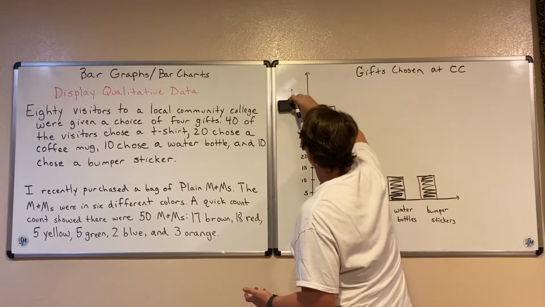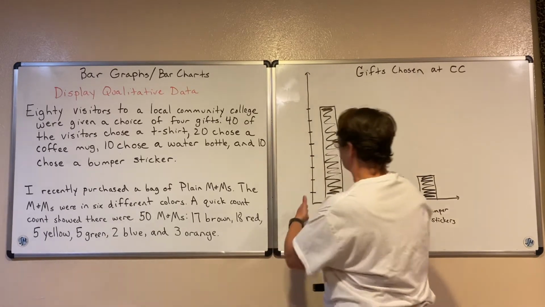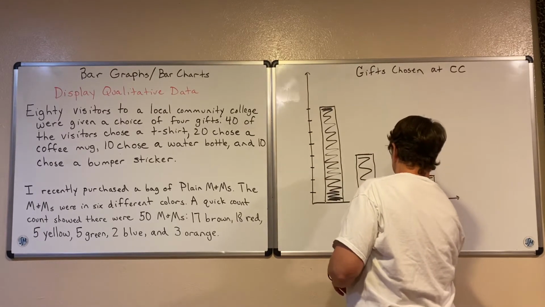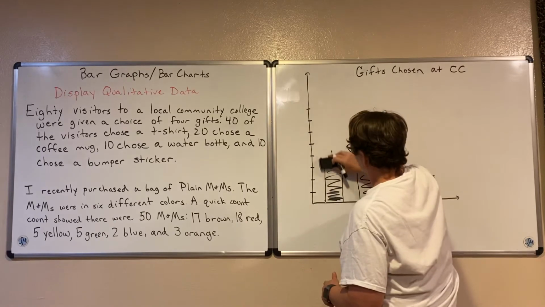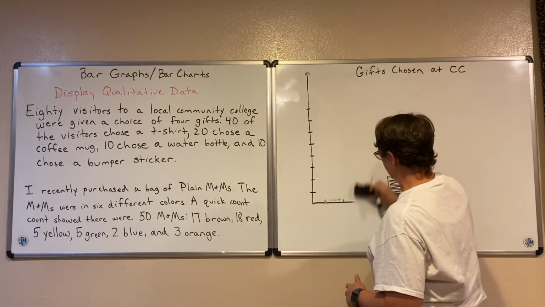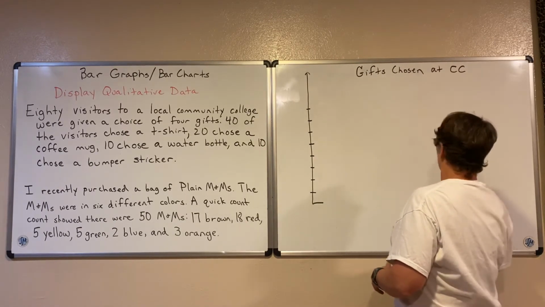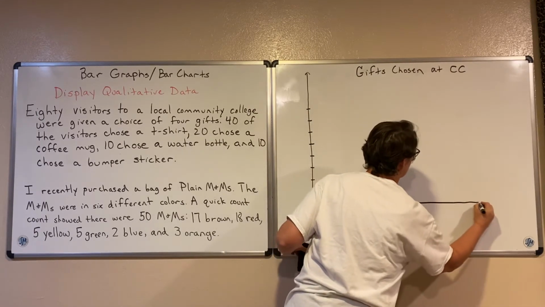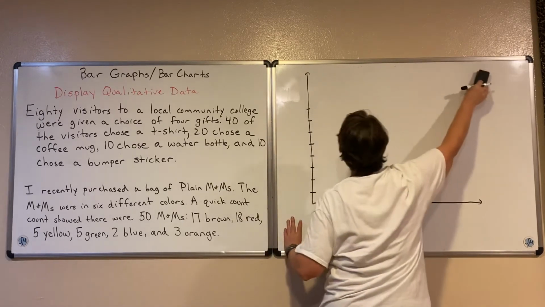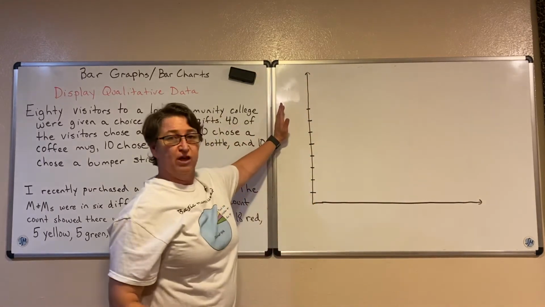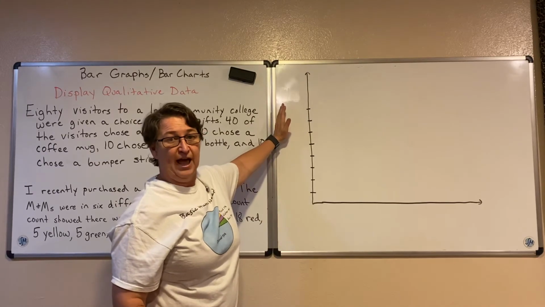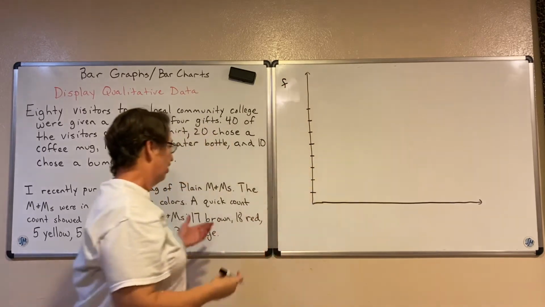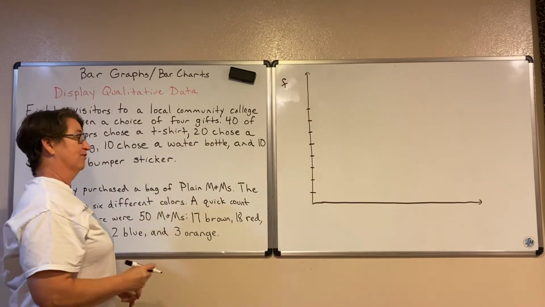I'm going to again have a vertical axis that starts at 0. I'm going to have a horizontal axis where I show my bars, my categories. So go ahead and redraw that. And my title is going to change. But here on my vertical axis, I'm again going to have that frequency. These are going to be the frequencies. It's going to be the number of M&Ms that were in the bag of each color.